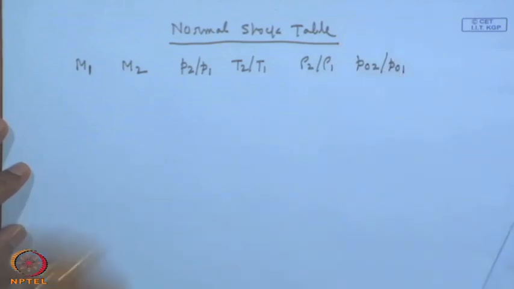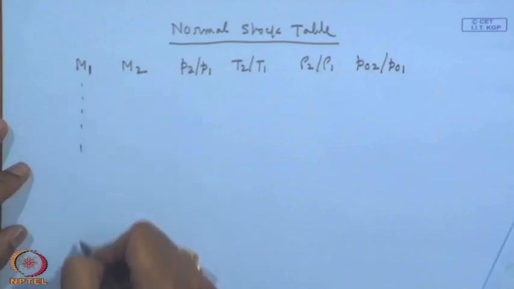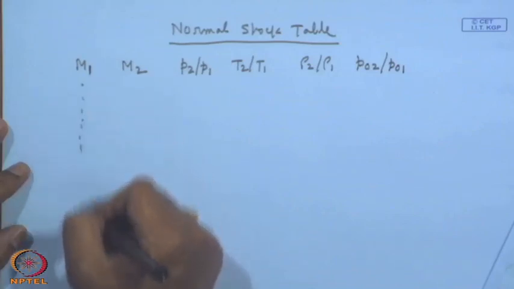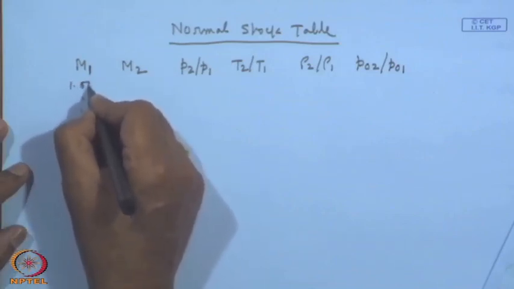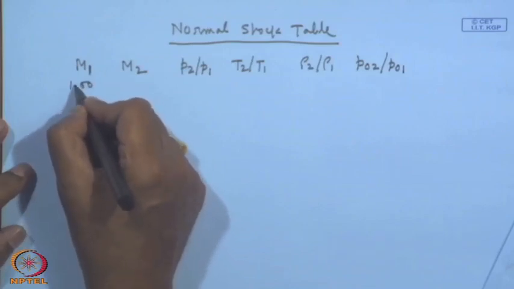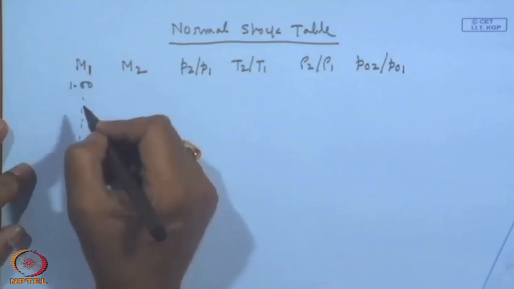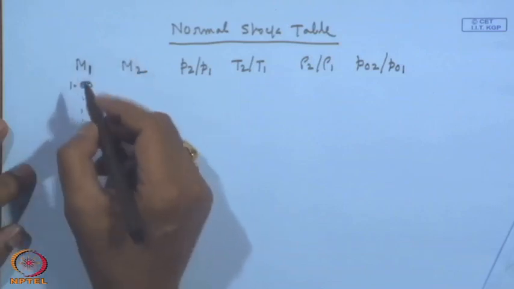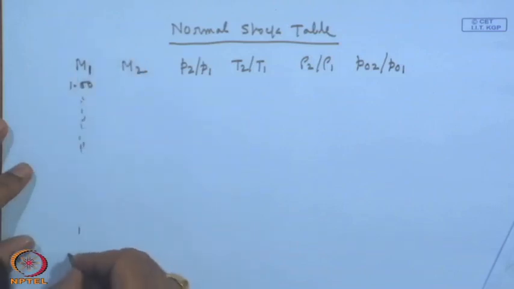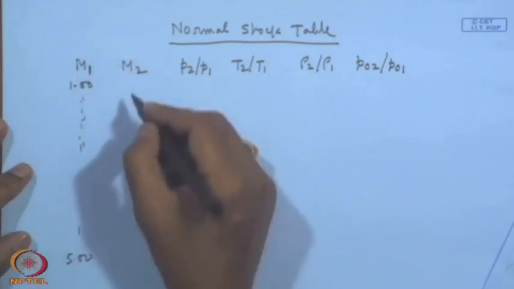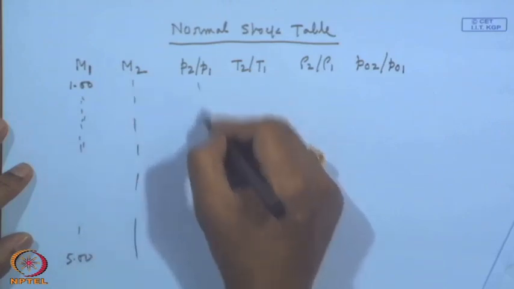Now, there are a number of Mach numbers, with different values starting from 1.00. Why? Because a shock does not occur when the approach Mach number is subsonic. So it goes up to, for example, 5.00, and the corresponding values are all there.